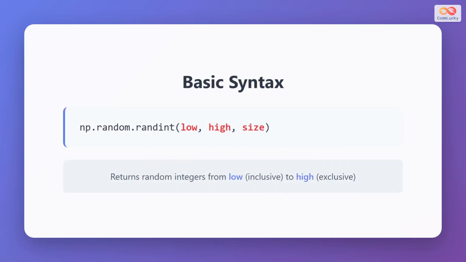The basic syntax of randint is straightforward. You call np.random.randint, passing three main parameters: low, high, and size. The function returns random integers from low, which is inclusive, to high, which is exclusive. This means the returned values will include low but will never include high.